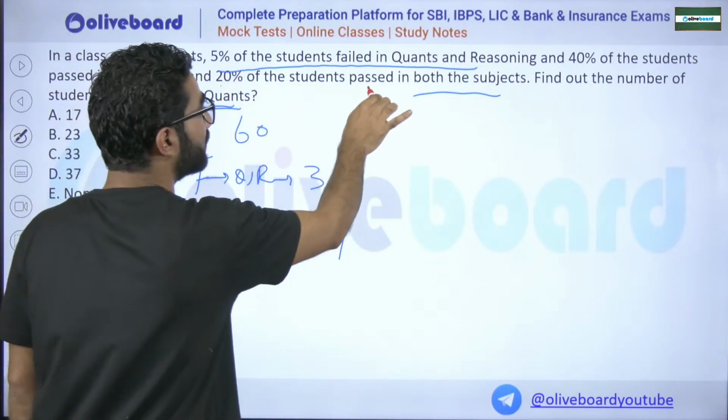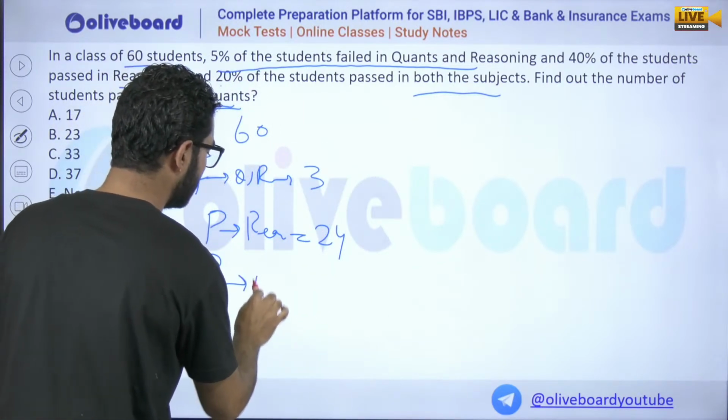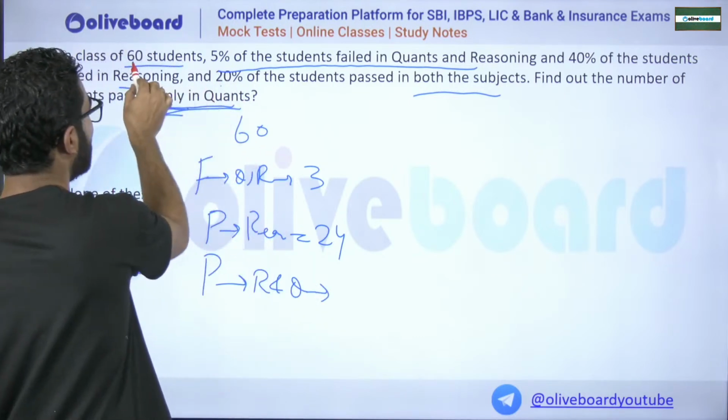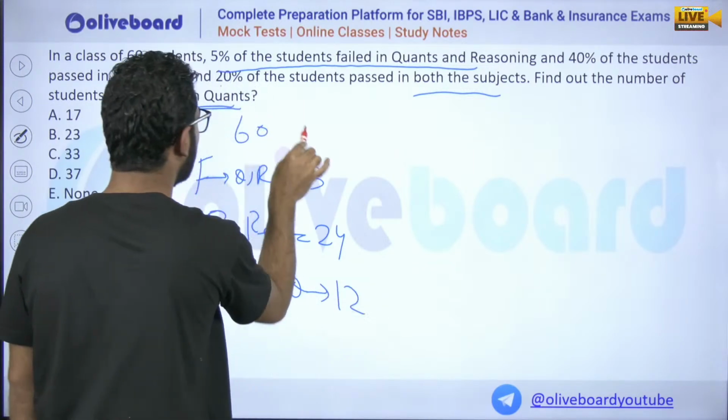Now one more thing: 20 percentile of the students pass both subjects, they have passed reasoning and quant. How much? There is 20 percentile. 10 percentile of 60 will be 6, so 20 percentile will be 12. So this is the data given.